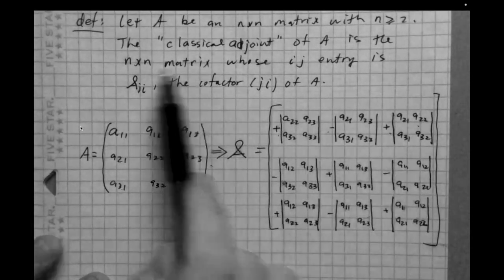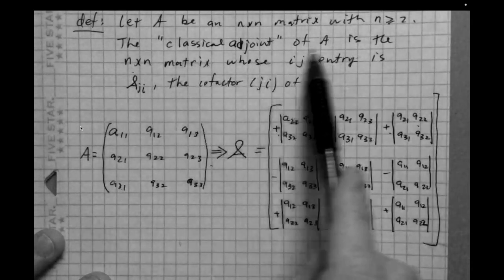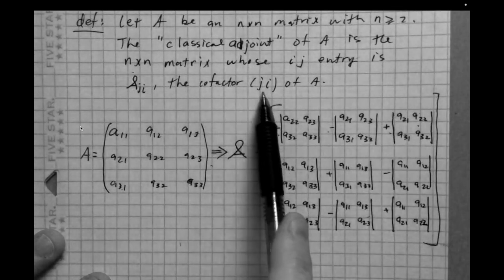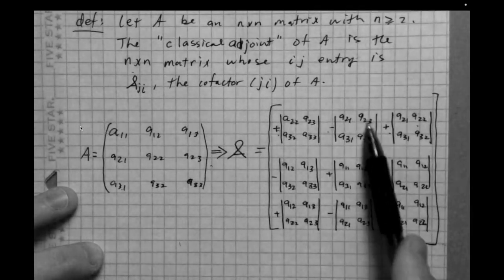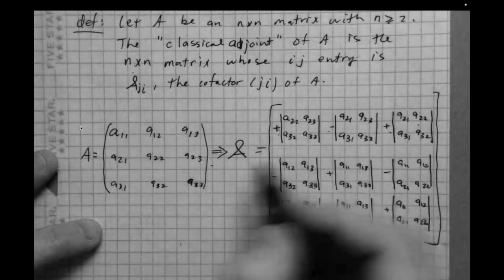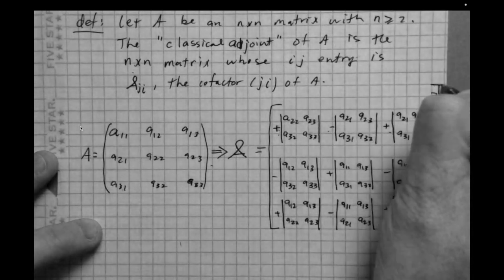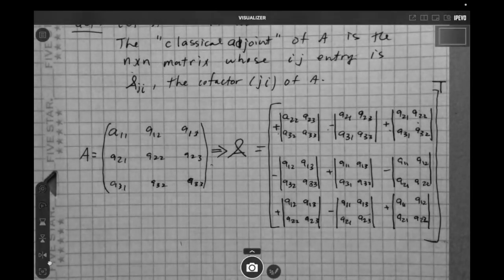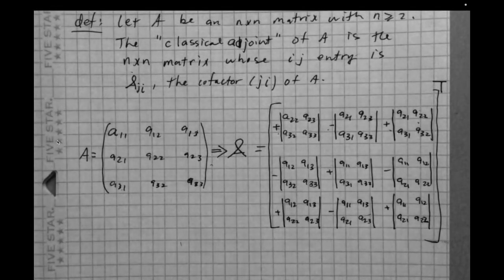Not quite, because remember up here it says the classical adjoint of A is the n by n matrix whose ij entry is the ji cofactor, right? So actually this guy here, for example, should be down here. This one here should be down here. So this is not the adjoint, but this is the transpose of the adjoint, right? So the actual adjoint would be the transpose of this. Okay, so that's really interesting.